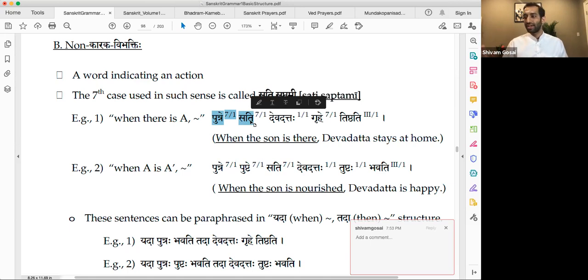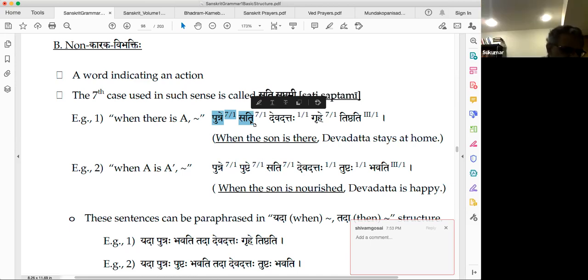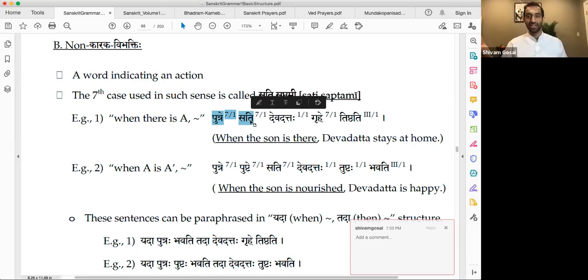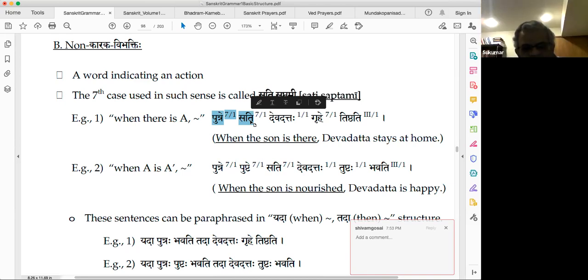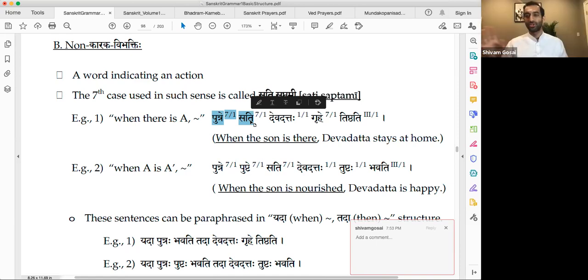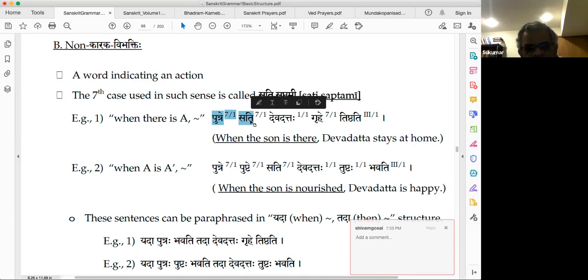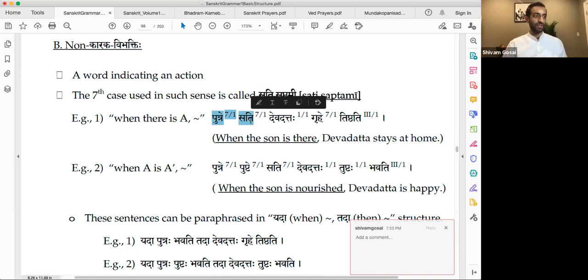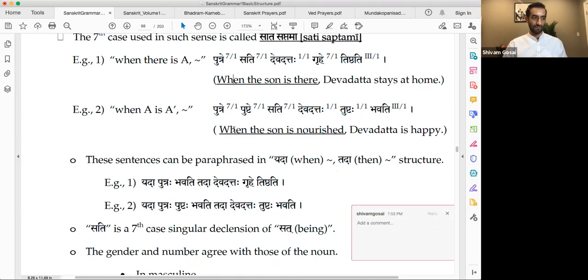Now here we have jignasa sati essentially, but jignasayam satyam. When there is jignasa, a desire to know, then shraddha ishyate. Shraddha is desired. Satyam goes because it's sati saptami. Yeah, it does not mean truth here. It's not truth. It's just to show sati saptami.